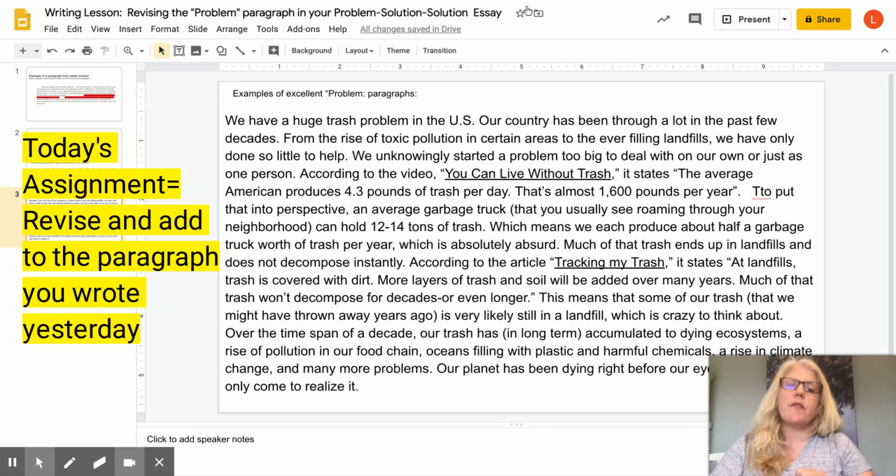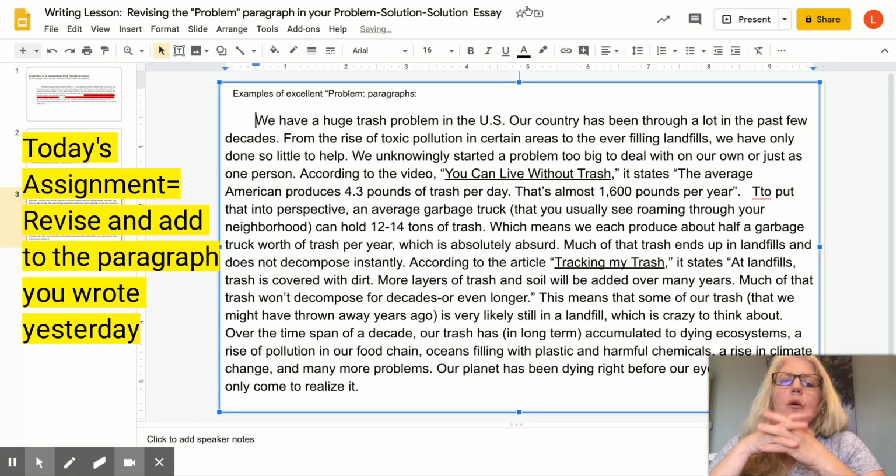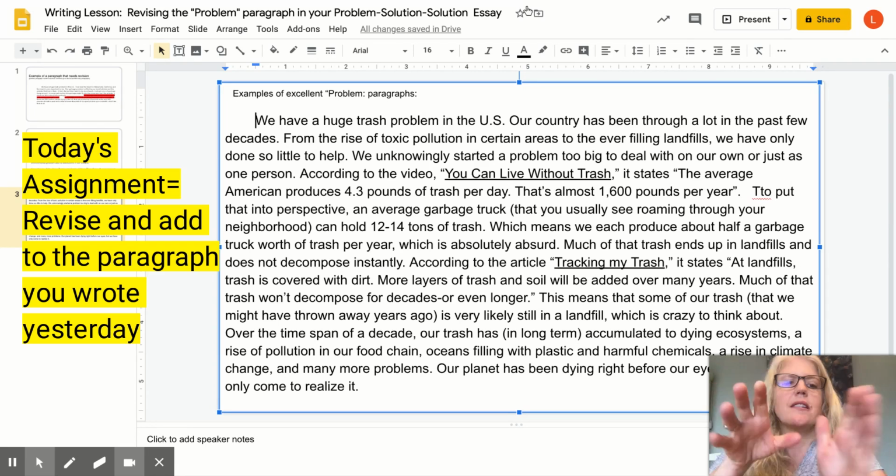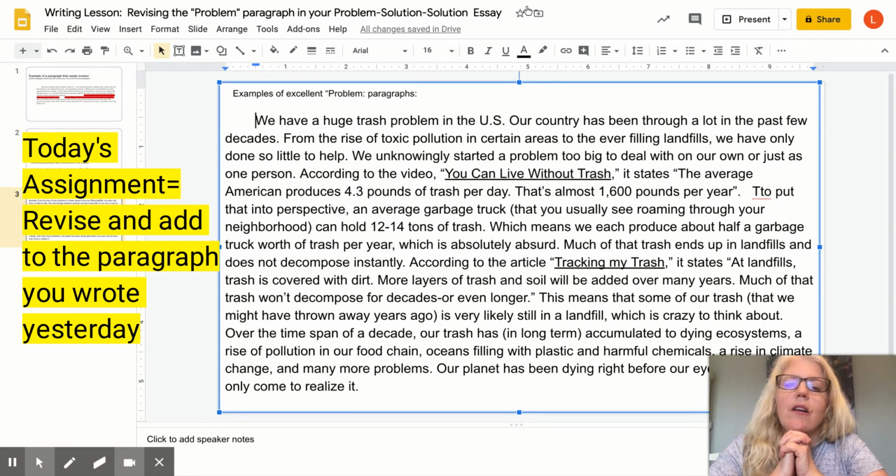So I'm not going to revise this one very much. I'm just going to read it to you so you have an example. I'm just going to tab it over. We have a huge trash problem in the United States. Our country has been through a lot in the past few decades. From the rise of toxic pollution in certain areas to the ever-filling landfills, we have only done so little to help. I would probably revise that sentence. She can go back and do that later. We unknowingly started a problem too big to deal with on our own, I would say, or just individually.